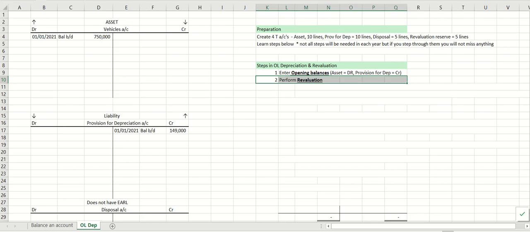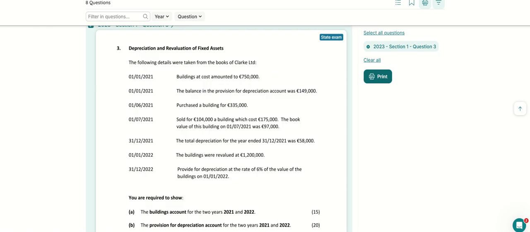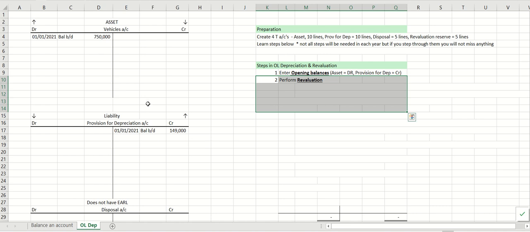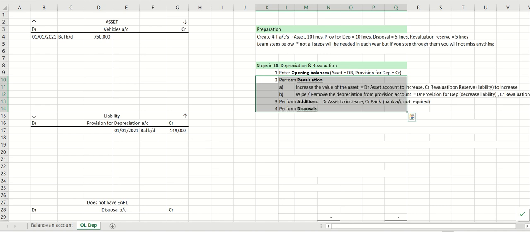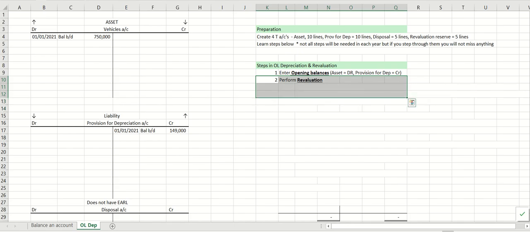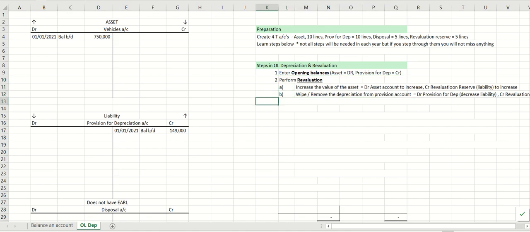Second step, we check every time through these steps and see if it's required. Perform a revaluation. So if we look at what happened in 2021 in our question, we did a purchase, we did a sale, and we have to enter our depreciation every year. So there's no revaluation step in our first year of this depreciation question. Okay, so no revaluation step. So we can skip that step for this year. We'll be doing it next year. Okay, so skipping that step, we're moving on to step 3.